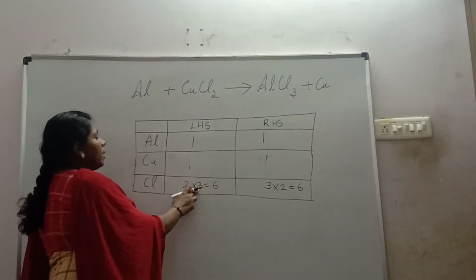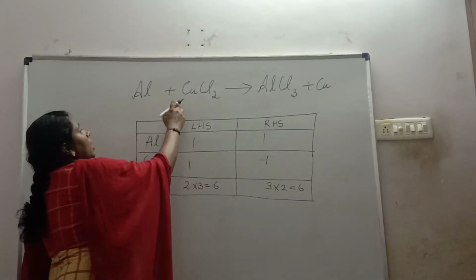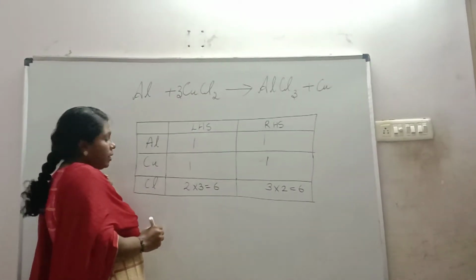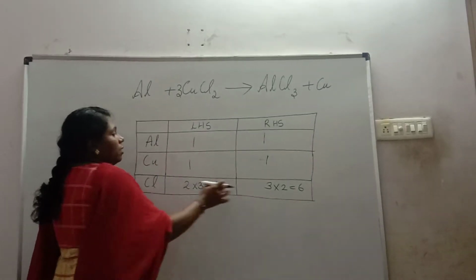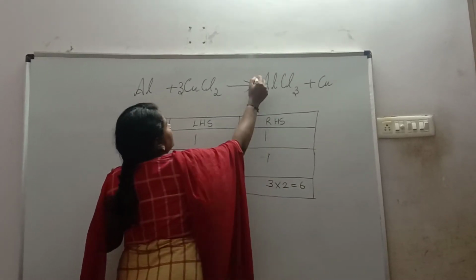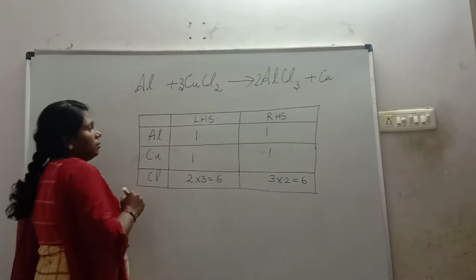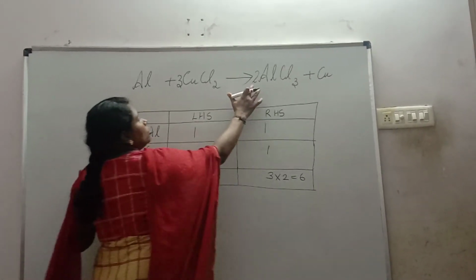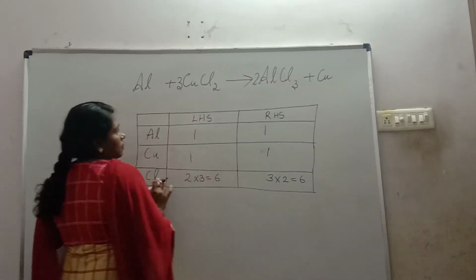Here we want to multiply with 3, which means write 3 as the exponent here. We multiplied here with 2, so write 2 as the exponent here. Now you check: 3 into 2, 6 chlorine atoms. 2 into 3, 6 chlorine atoms.